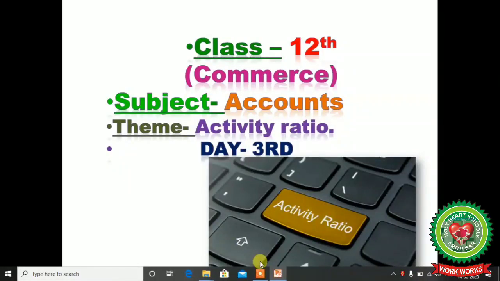Good morning, students. Now it's time for your accounts class, and my today's topic is activity ratio from the chapter ratio analysis. Okay, so first of all, why is activity ratio required?